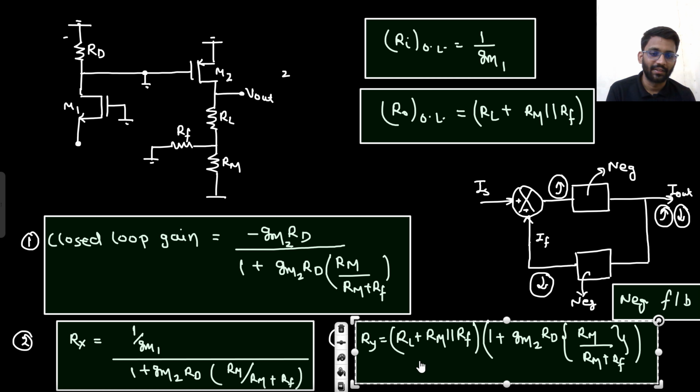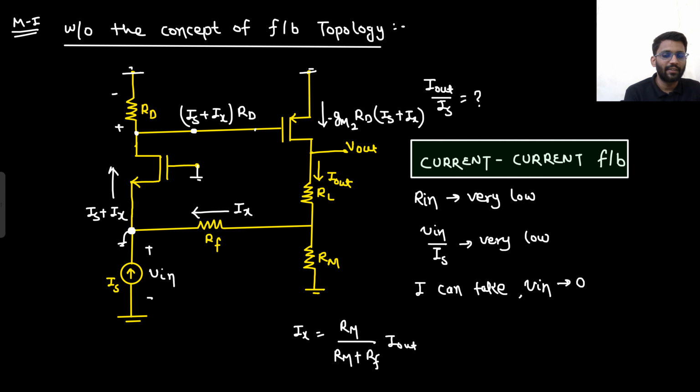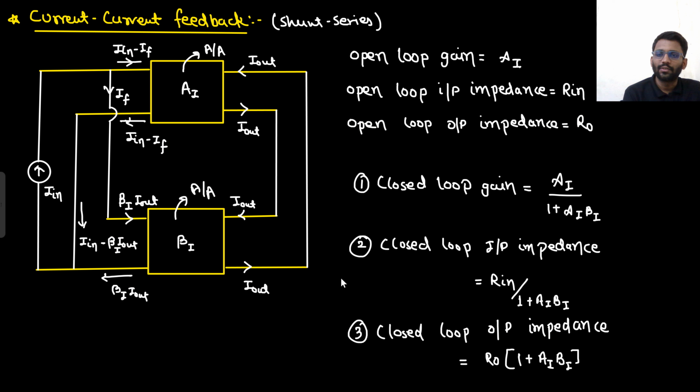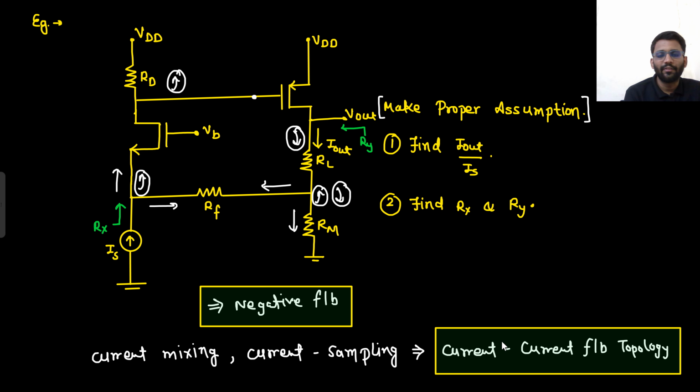But we finally got it by the concept of feedback topology. We studied about current feedback topology, which was very simple only. So in current feedback topology, we could write the input and output impedance very easily because we know input impedance will be low and output impedance will be very high. Then we saw this example. Here we could get to know that this is a current feedback topology. How did we see it?